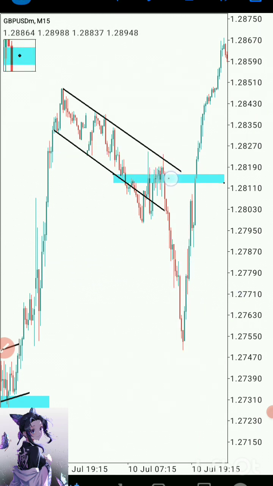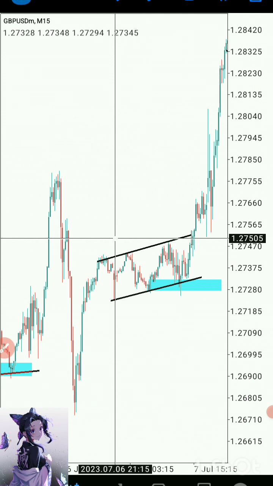Oh, and I forgot to mention, there was also a supply here. So yeah, you had 3 confirmations because there was a supply, a trend line and a resistance. It was a triple confirmation for you to sell. Okay guys, here is another example.